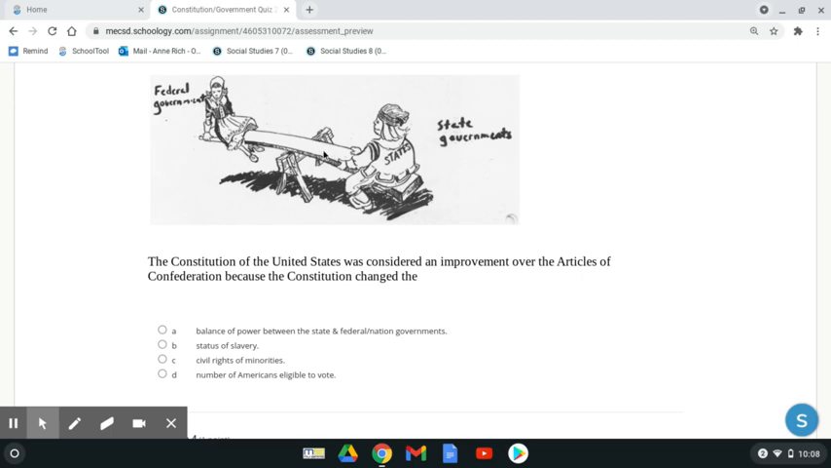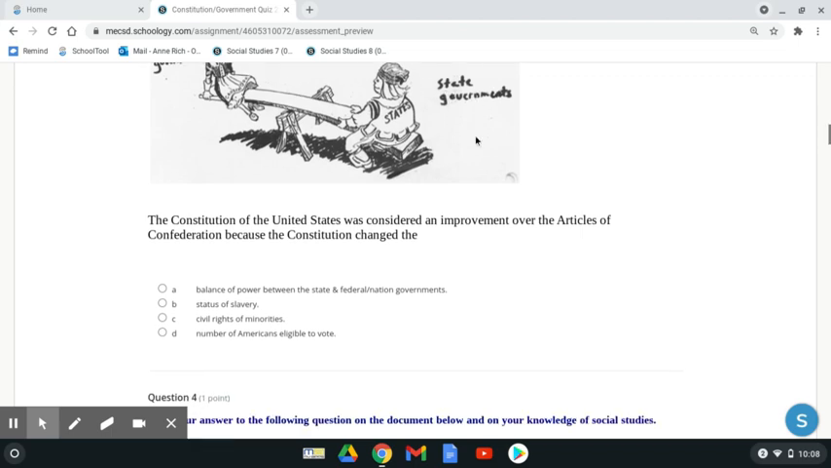Make sure you're looking at this picture, which shows a label that says federal government and a label that says state governments.